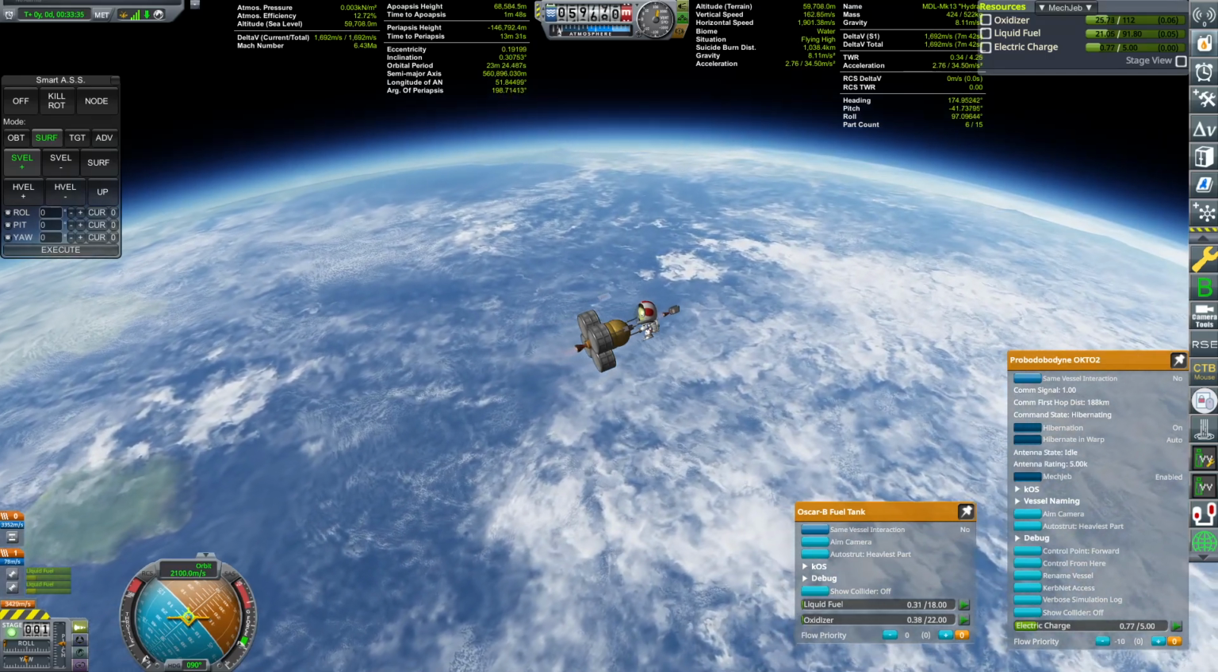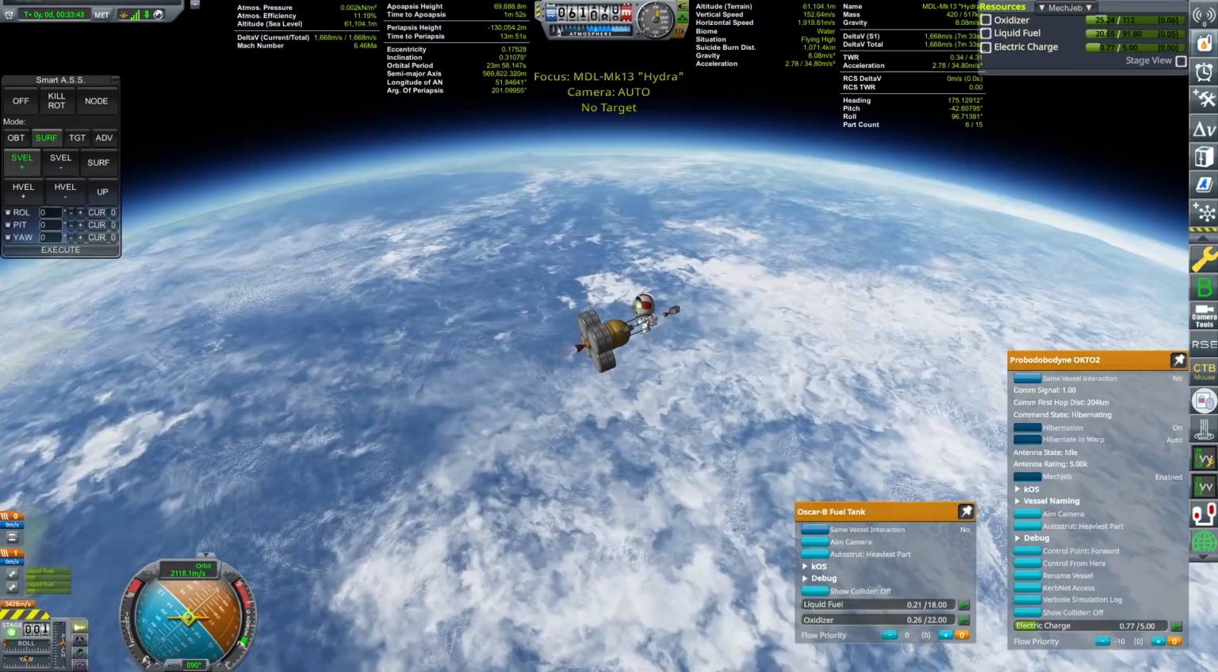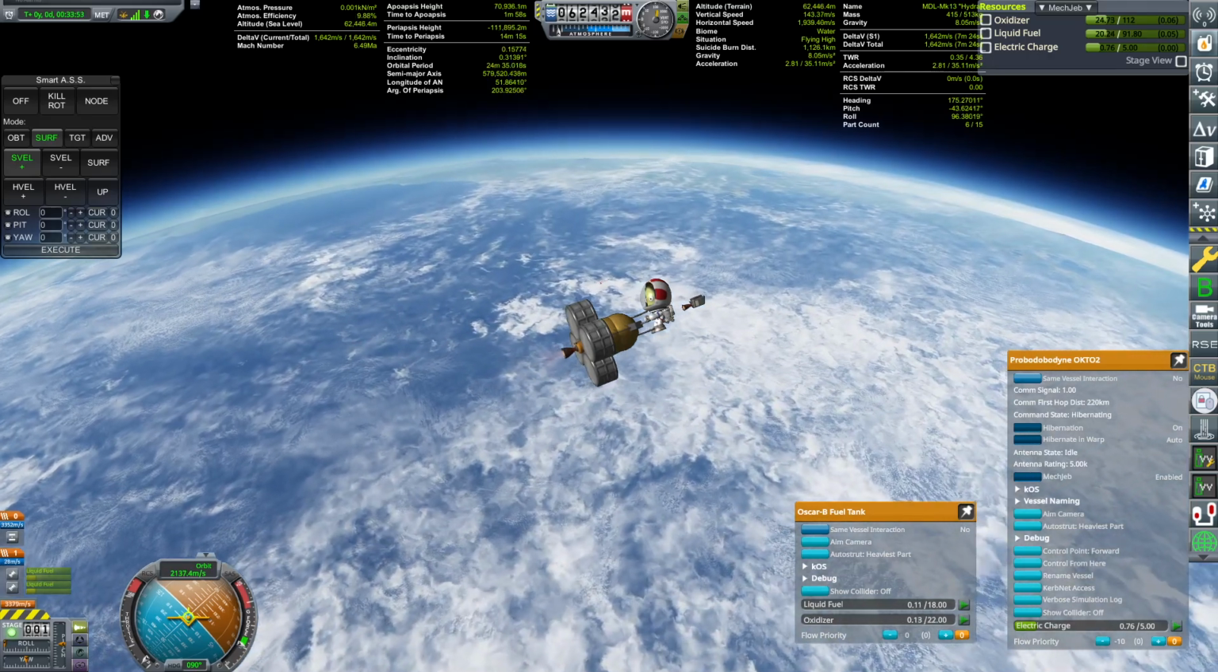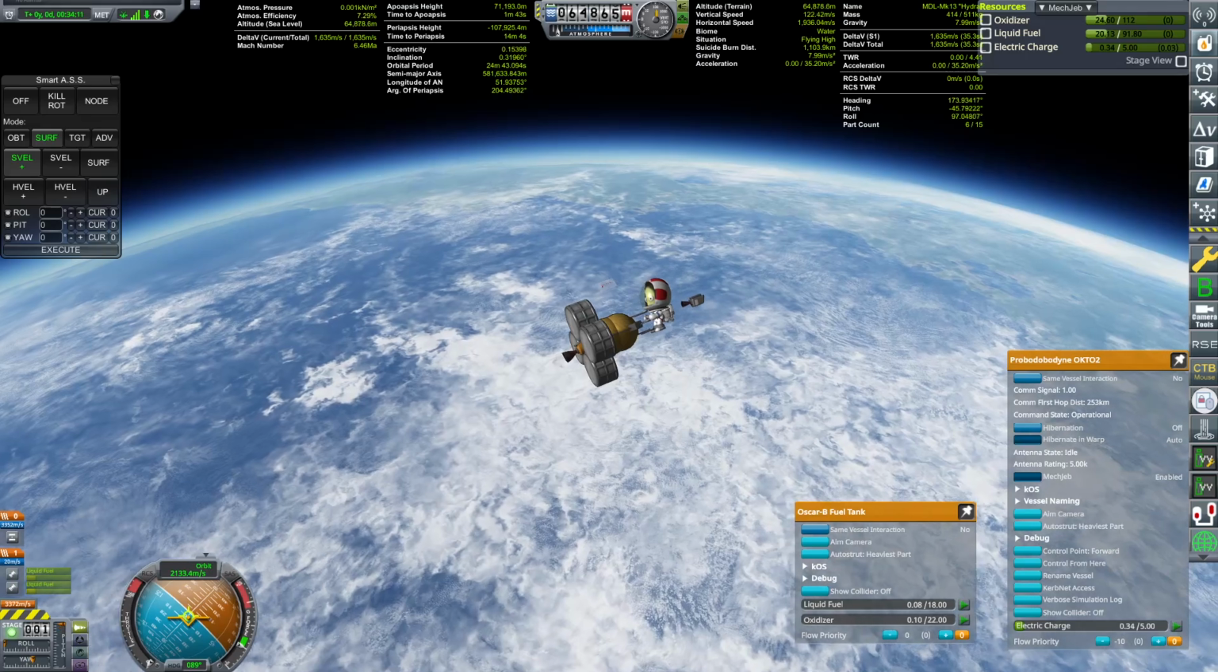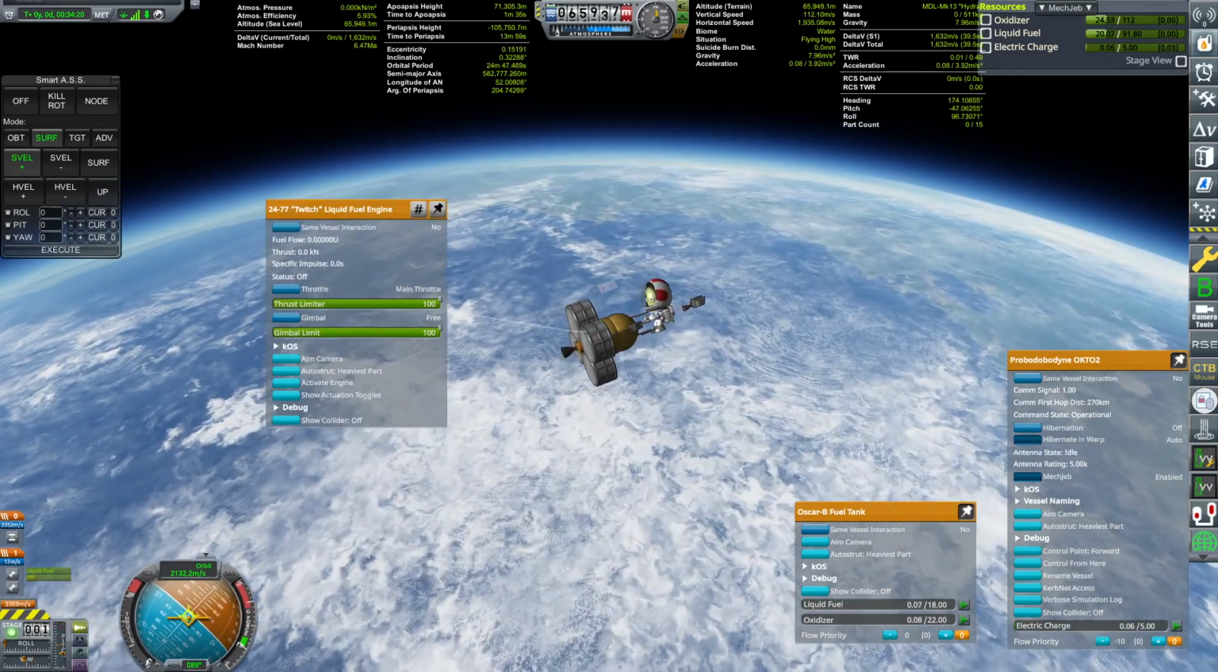Additionally, because ladders don't transfer Kerbal inertia to the parent part, this negates the mass of Bill as well as any cargo that he might have.